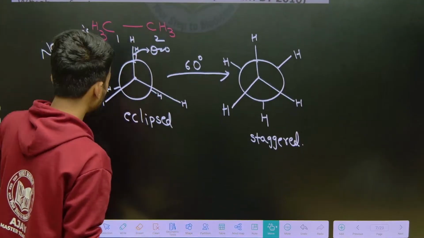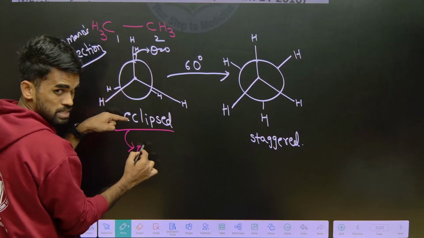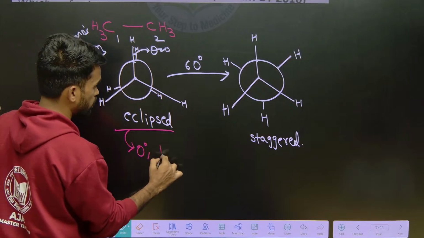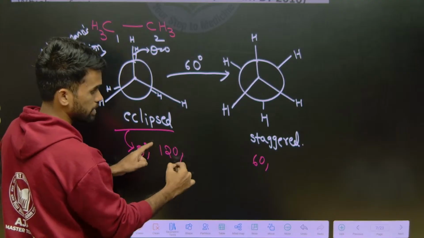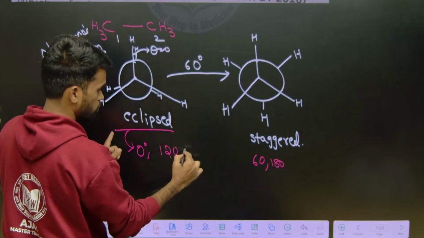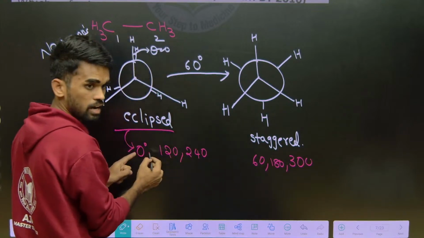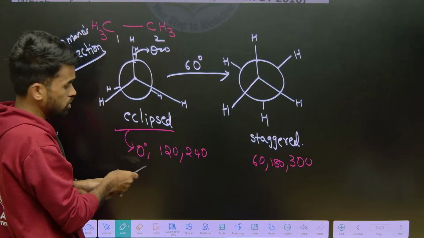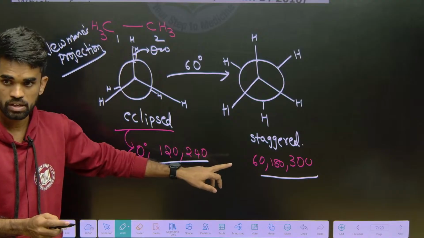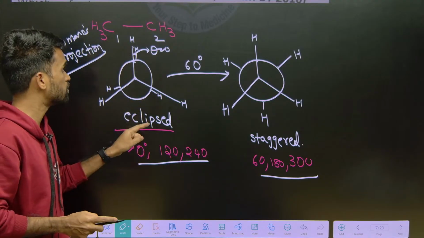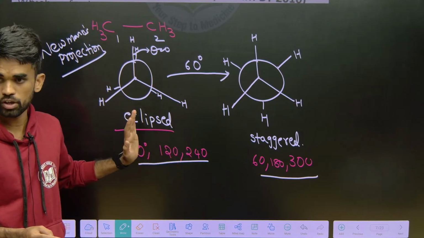Now, what are the eclipsed conformation angles, you tell me. 0 degrees, eclipsed. Then 60 here, 120 here, next 180 here, 240 here, 300 here, and again 360 means nothing but 0. So these are the values you should remember. In the exam they will ask these values also. What are the angles of eclipsed conformation of ethane? 0, 120, 240. You can remember these values.